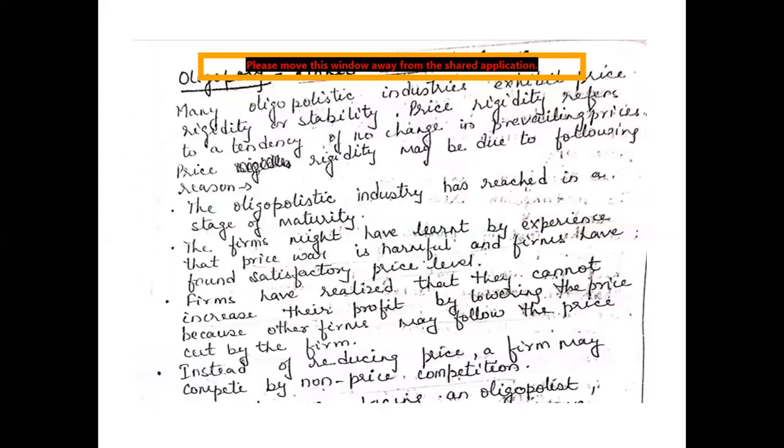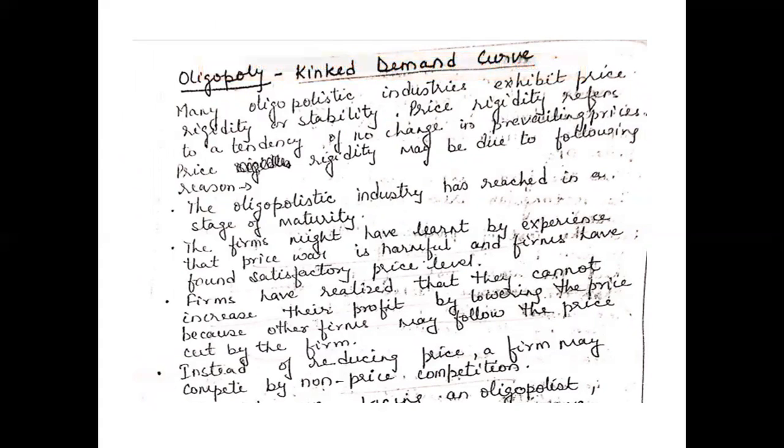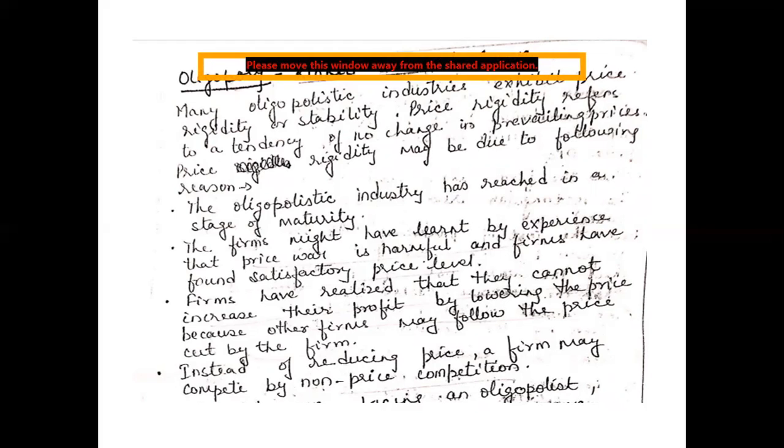So many oligopolist industries exhibit price rigidity or stability. Price rigidity refers to a tendency of no change in the prevailing price, and it may be due to the following reasons: the oligopolistic industry has reached the stage of maturity; the firms might have learned by experience that price war is harmful and have found a satisfactory price level; or the firms have realized that they cannot increase their profit by lowering the price because other firms may follow the price cut, and instead of reducing price the firm may compete by non-price competition.